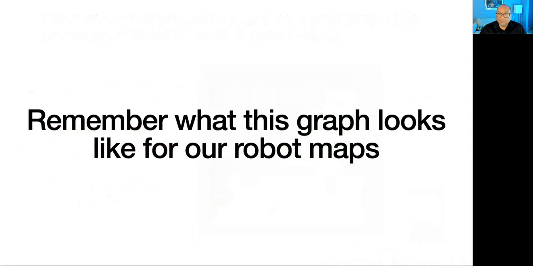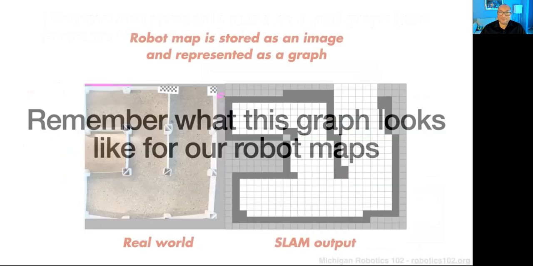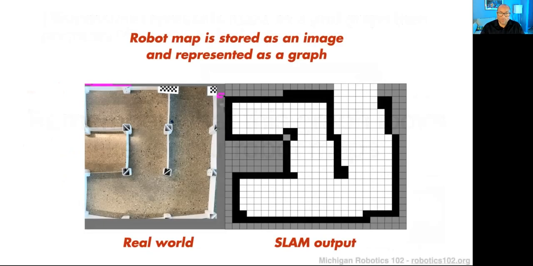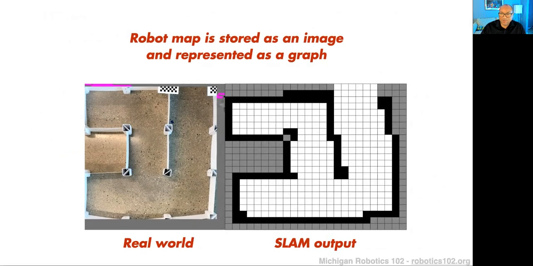We should remember what this graph looks like for our robot maps, so let's do a quick refresher. Here we're seeing our real world over to the left, and then the output that we get from doing localization and mapping could look roughly like what you're seeing on the right hand side. We've been able to map this environment, noting that the white cells in our SLAM map are the unoccupied space, the black cells are occupied, and the gray cells are cells that we don't know anything about. They're uncertain at this point.